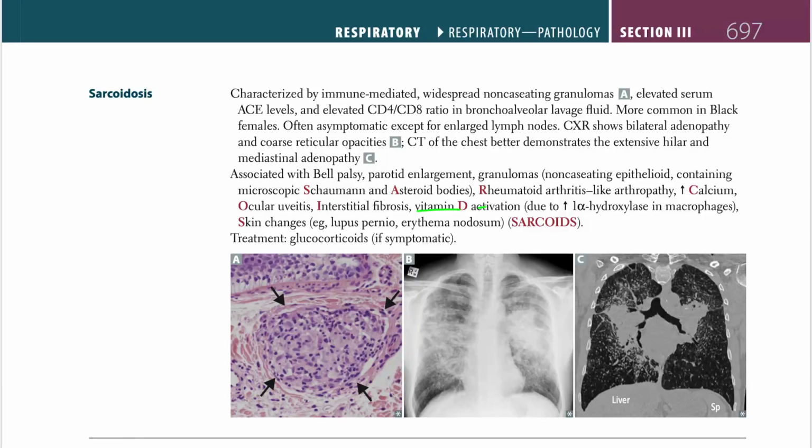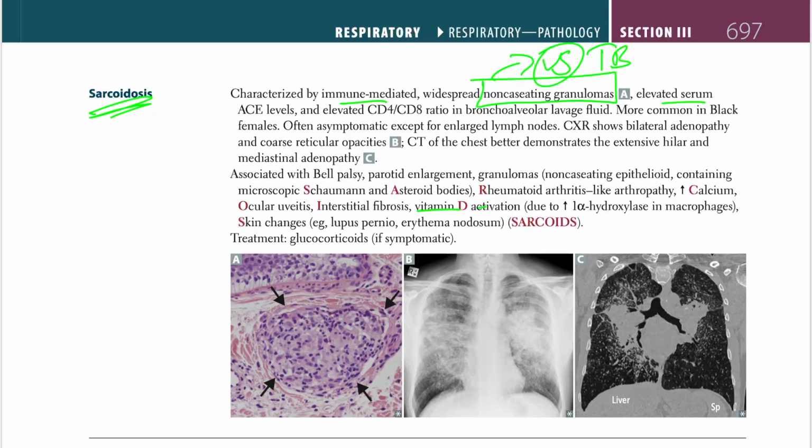Let's start with sarcoidosis. What is sarcoidosis? It is characterized by immune-mediated, widespread, non-caseating granulomas. High yield, because it's going to be a comparison with your tuberculosis, and we will talk about that. So what else are you going to see?